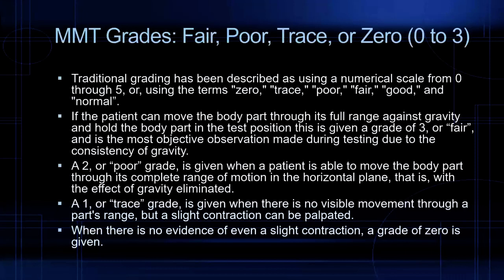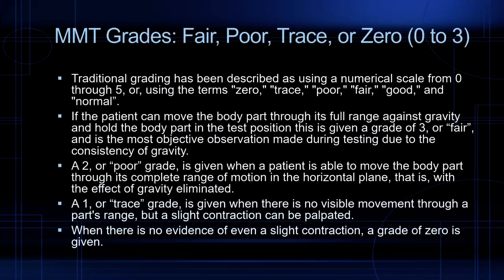Okay. So here's the grading scale. All right. So you guys will most likely be comfortable using the numerical scale. That is 0 through 5, okay? There is also a letter scale, okay, which is like 0, trace, poor, fair, good, or normal. So again, page 40 of Clarkson lists these all out. So let's talk about 0 to 3 here first.